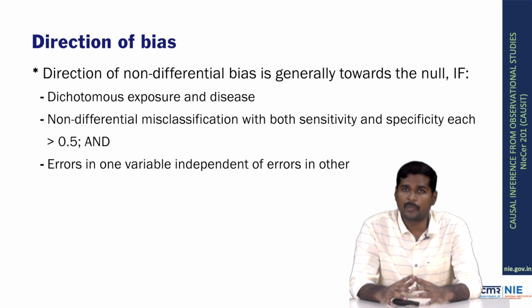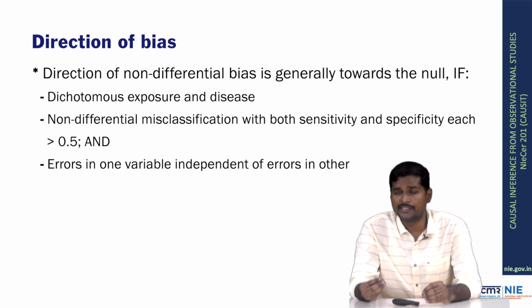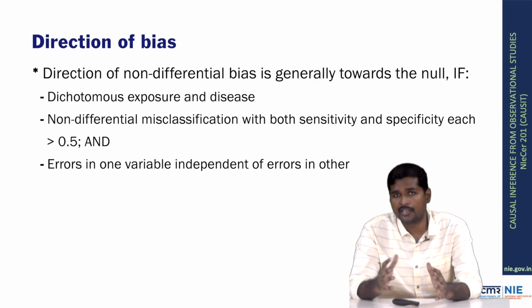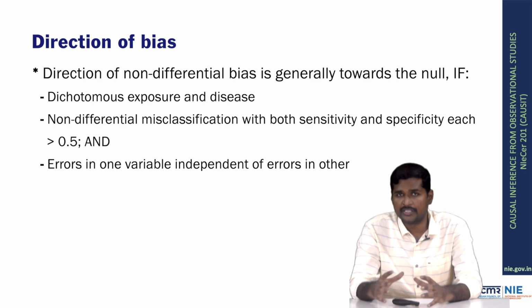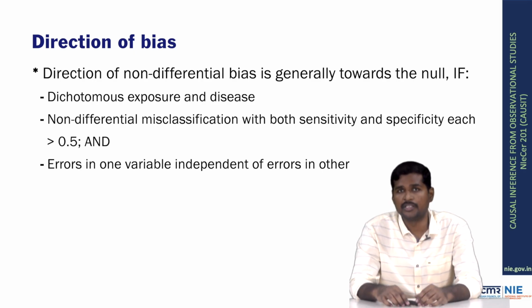So the data collector might be very good or well trained in capturing one set of variables, but he or she does not have that level of sincerity or that level of training to capture errors in other variables. So errors in one variable are independent of errors in other variables. If this is the situation, then the direction of information bias is generally towards the null.